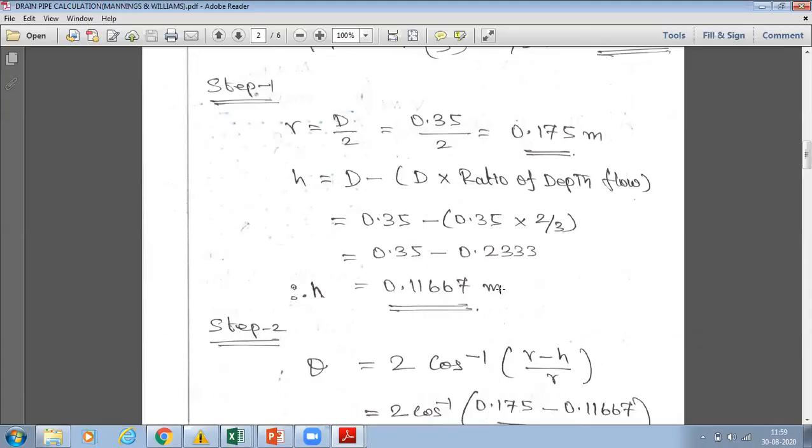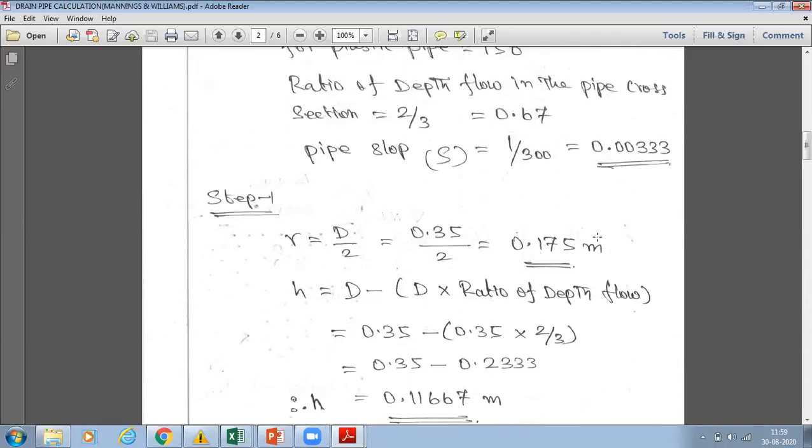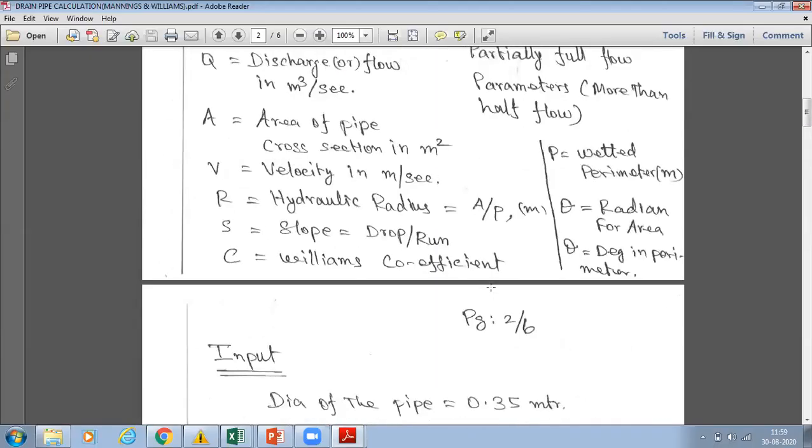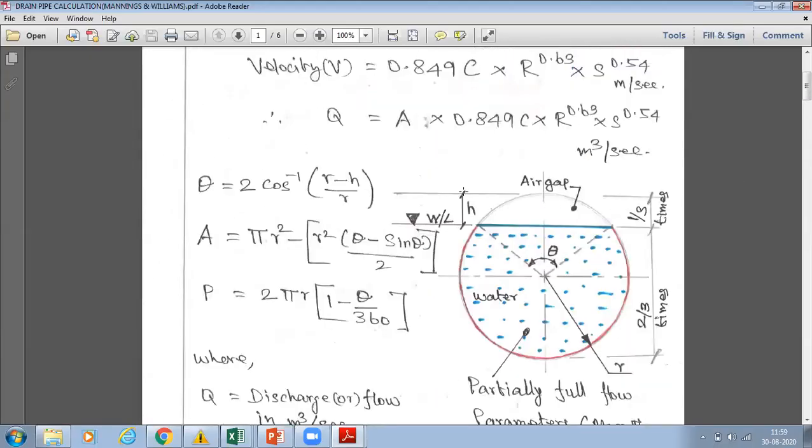So this much height of gap you have to arrive at for the air vent. Depth means the depth of flow, the water flow is the depth. H means the air gap. So 0.1167 meter air gap height we have to put. So this is the H value. H value is the air gap value. The water level is the depth, H is the air gap, and the air gap height is the H value.